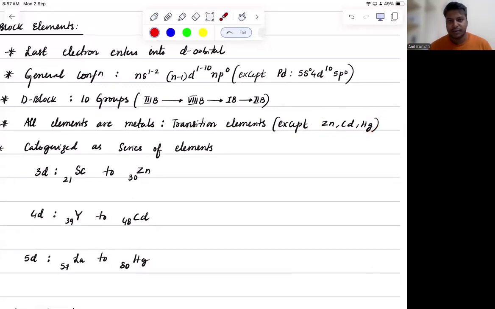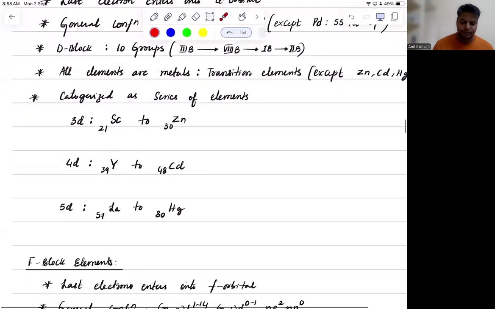Transition elements means we should have a variable valency. That is, we should have some variation in the number of electrons in the d orbitals. Okay, if the d orbital is completely filled in all of their oxidation states, then those are called non-transition metals. So zinc, cadmium, and mercury are those cases in which they are non-transition in all the cases. Okay.